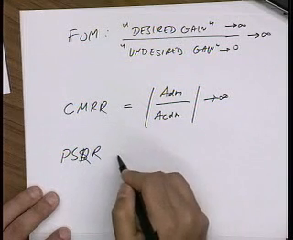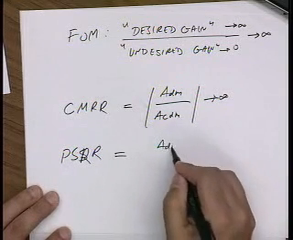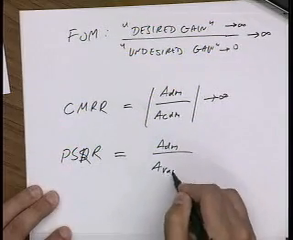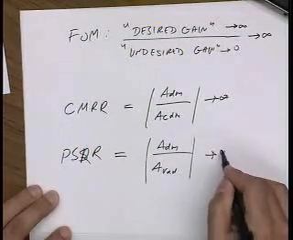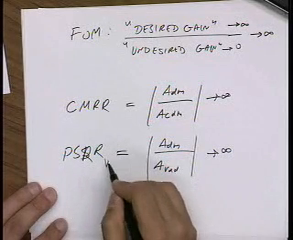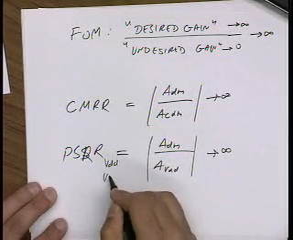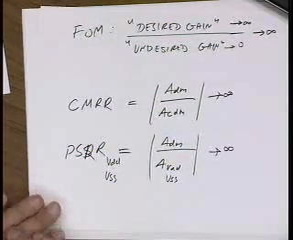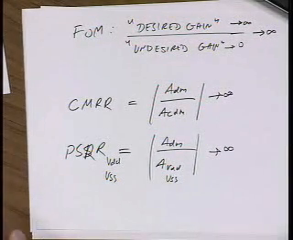Power supply rejection ratio, very important. PSRR, not PSSR. Again, that's the differential gain divided by the gain from VDD. Again, infinity. And also, this can be defined for VDD and for VSS. Okay, questions or comments?